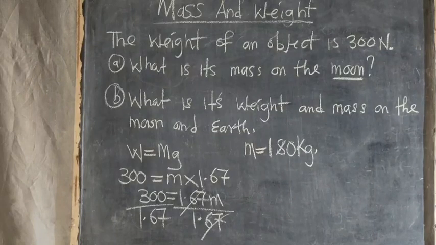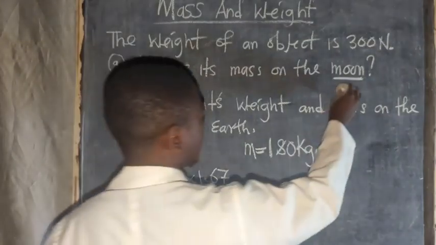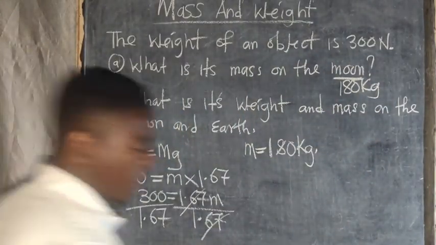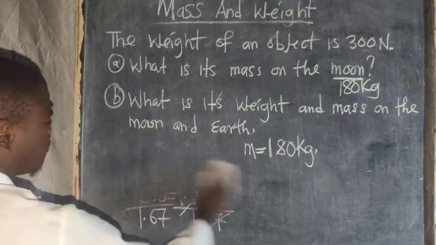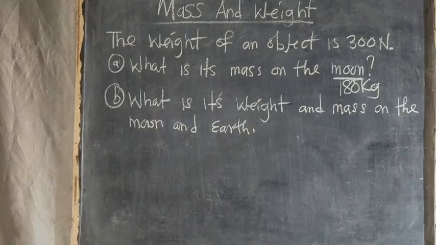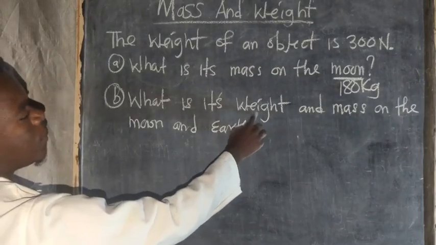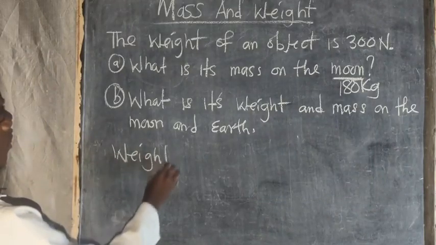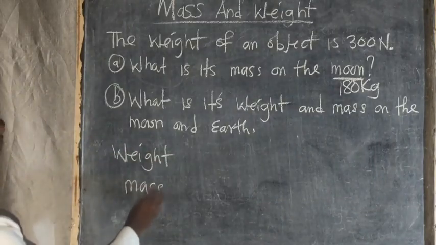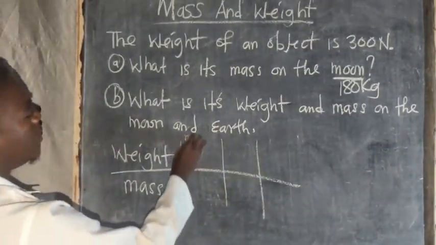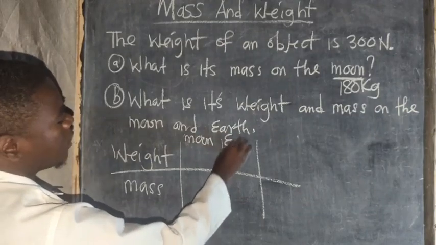Then question B is saying, what is its weight and mass on the moon and Earth? Starting with the mass, we've answered the first question: it is 180 kg. This is what we've discussed. Going to this other question, we want to find the weight and the mass when it is on these two places, the moon and Earth.